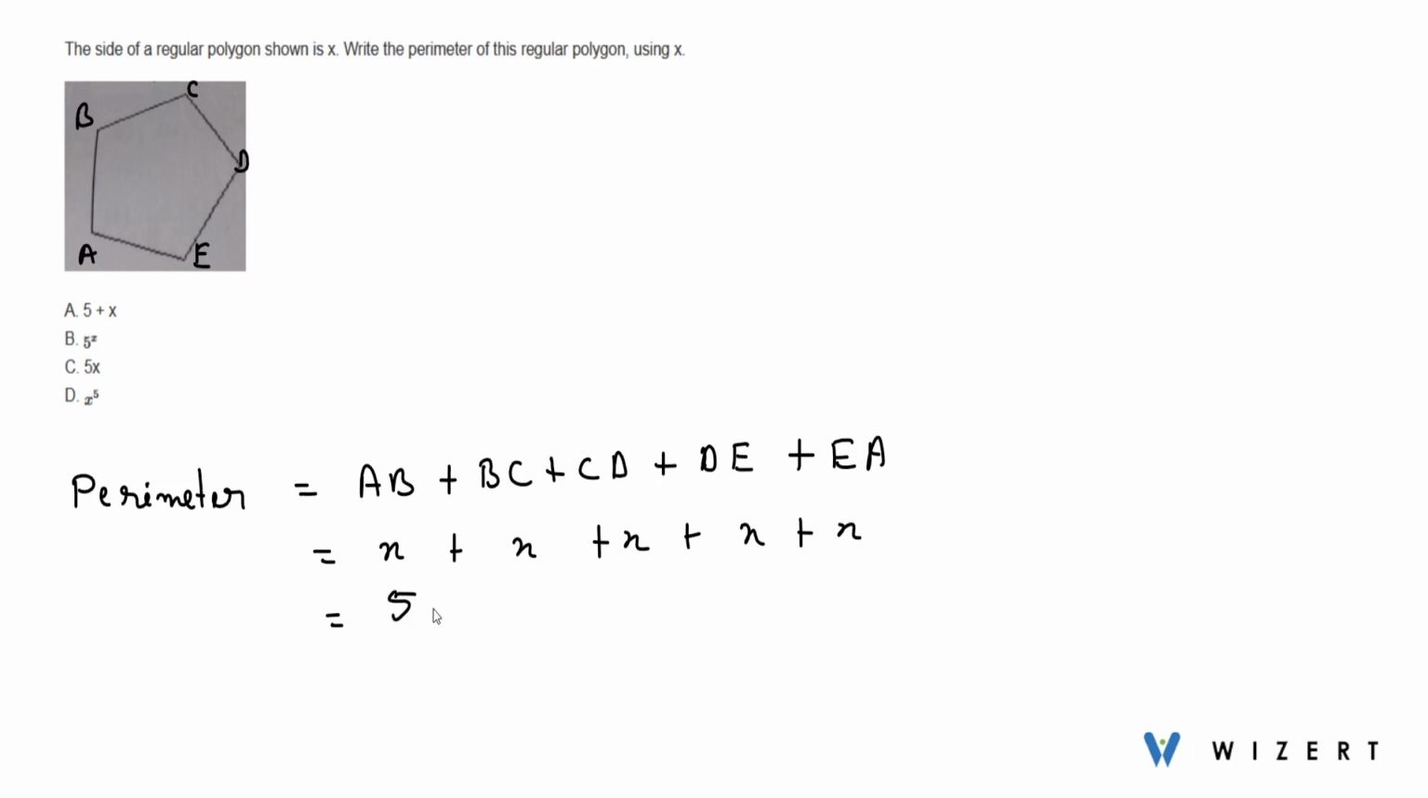So we can write it in the form of 5x. So perimeter will be equals 5x. Upon checking the options, we see that option C will be the required final answer.